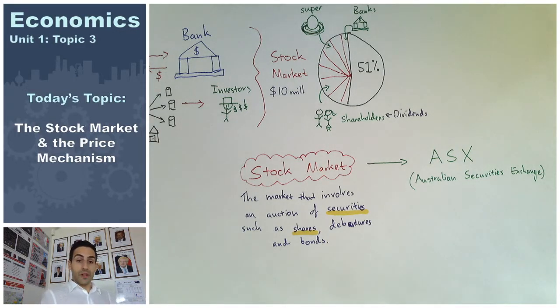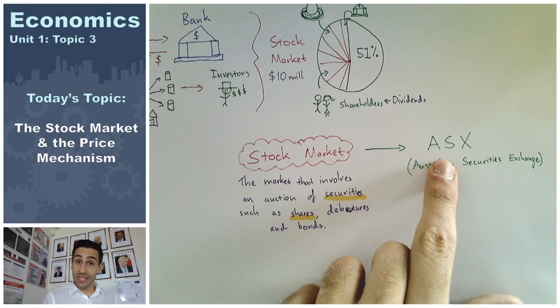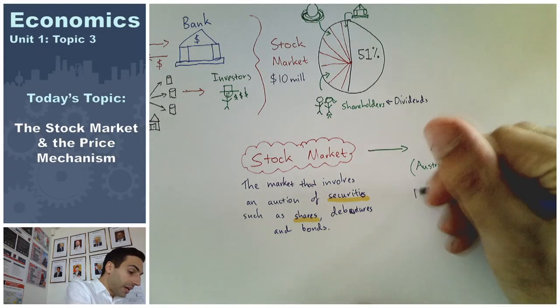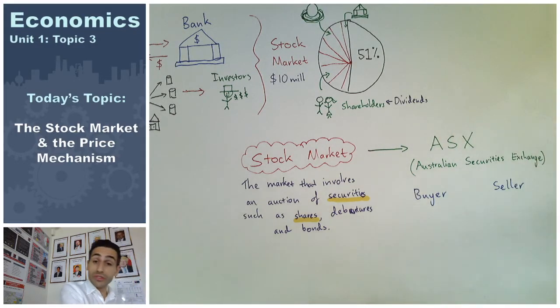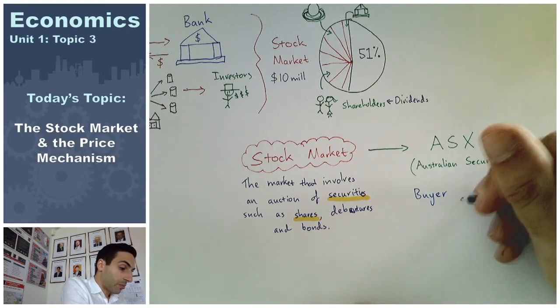Now, most securities are traded on the ASX. Are there some other trading platforms? Yes, there are. This is a competitive marketplace, but most of them are on the ASX. And often, the buyer and the seller of shares, for example, will go through an intermediary third party known as a stockbroker.